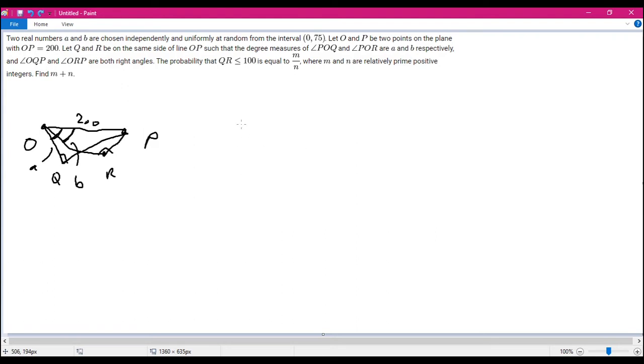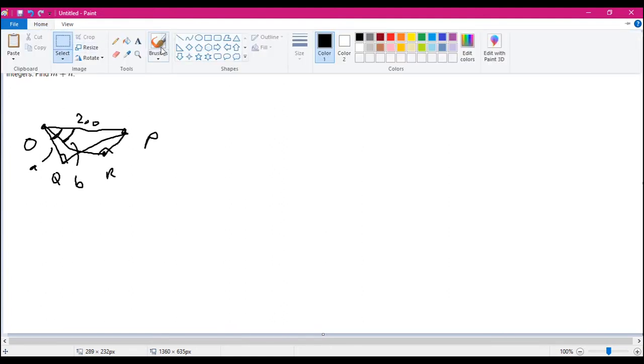So in other words, we have a 200, and we can draw whatever line we want here. It can be anywhere. It can be very close to 0, it can be very close to 75. But we have some point Q, and it makes a right angle here, and another point R in that range that makes a right angle there. We want to find the probability that the distance between Q and R is less than 100.